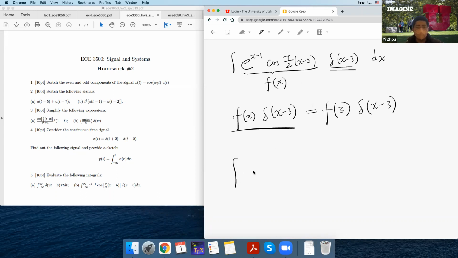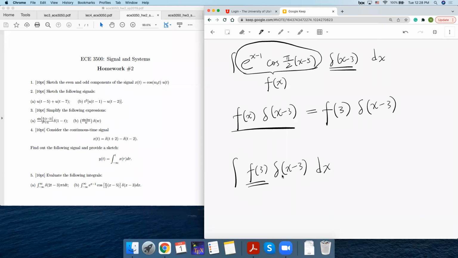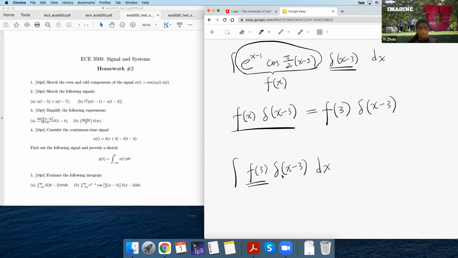So you just need to evaluate this one. And in this case, this is just a constant number that you can calculate based on this part. And in the end, you just need to evaluate the integration over this shifted impulse signal. Is this clear? Yes, it is. Thank you. Okay. So always remember when you see some signal multiplied by the delta signal, you can always use this property to simplify this product.